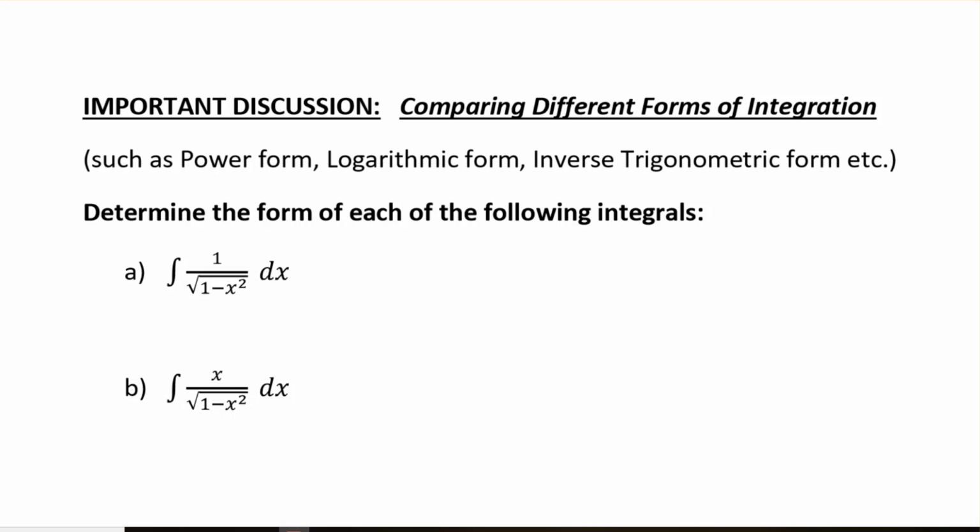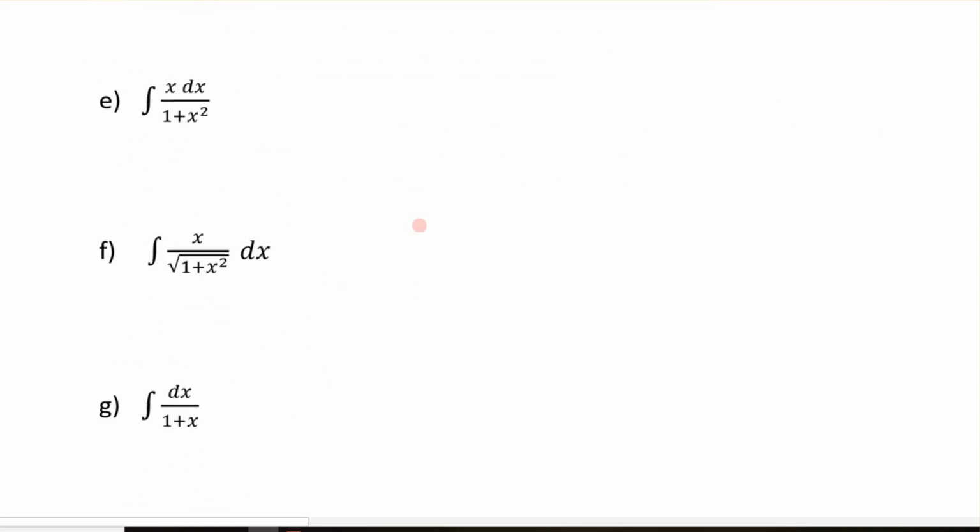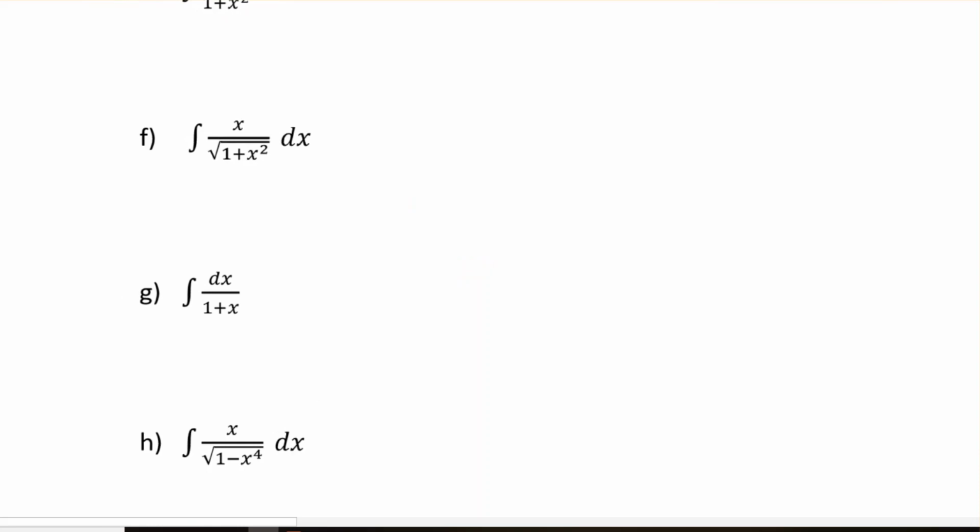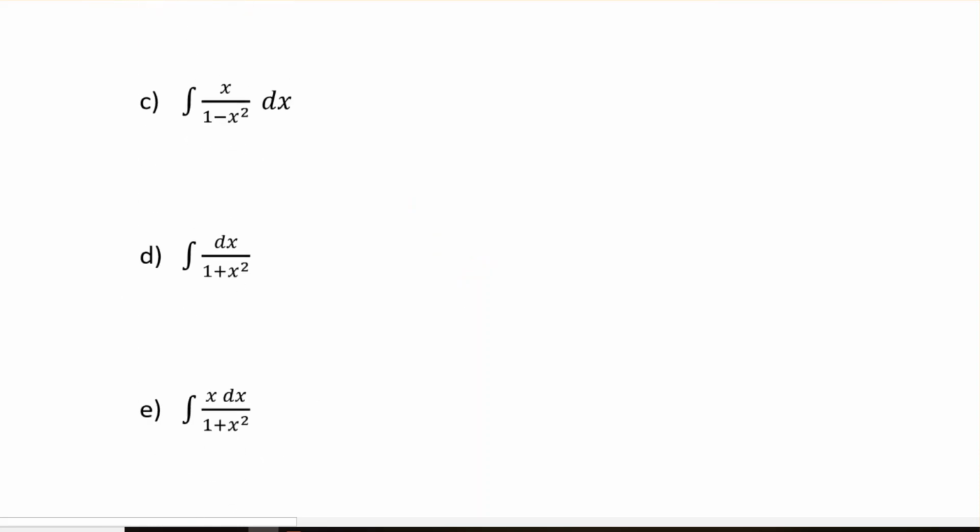Hello everyone, in this video I discuss how to compare different forms of integration. While doing the methods of integration we have discussed different rules like the general power rule or the logarithmic form or inverse sine form, inverse tangent form. So all these can be really confusing. So I have made a list of problems that we will discuss, to see what rule applies to what problem.